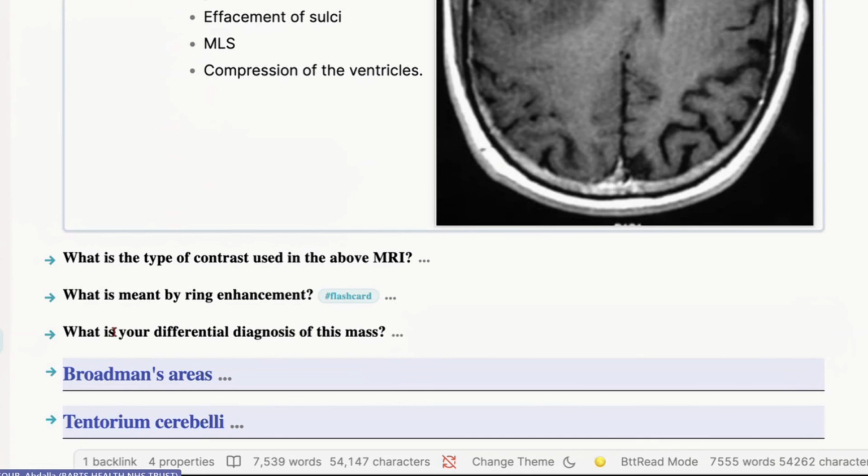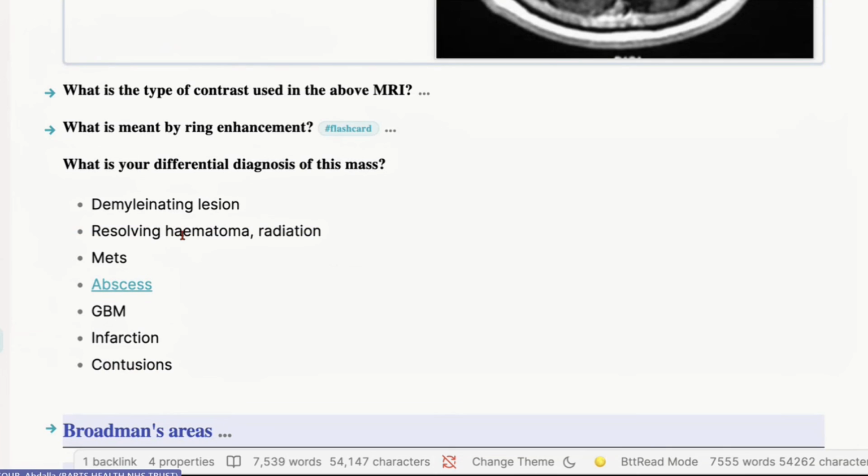The way I like to remember it is something called Dr. Magic: Demyelinating lesion, resolving hematoma, metastasis, abscess, GBM, infarction, contusion. The two most common are abscess and GBM. GBM is a very old term that we don't like to use. It's called glioma rather than glioblastoma multiforme. It's a very old term that hasn't been used since the 90s, basically.